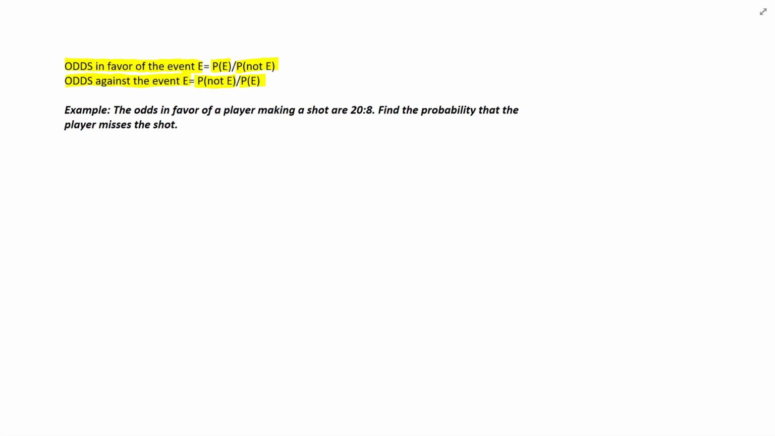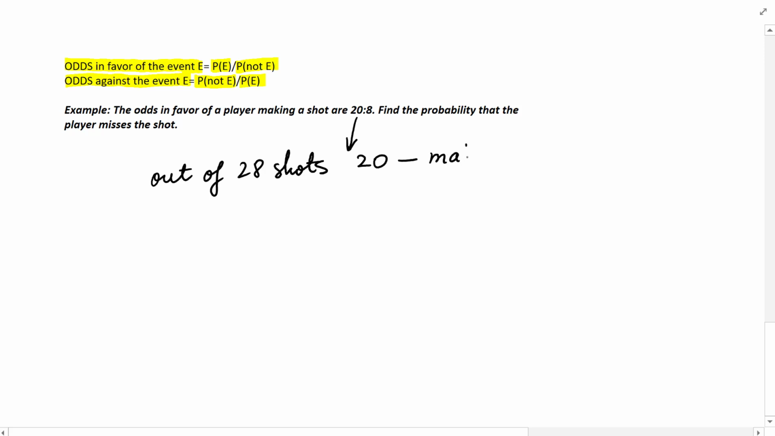The odds in favor of a player making a shot are 20 to 8. What does that mean? It means that out of 28 shots, 20 are making the shot, they make the shot, while 8, they don't make the shot.